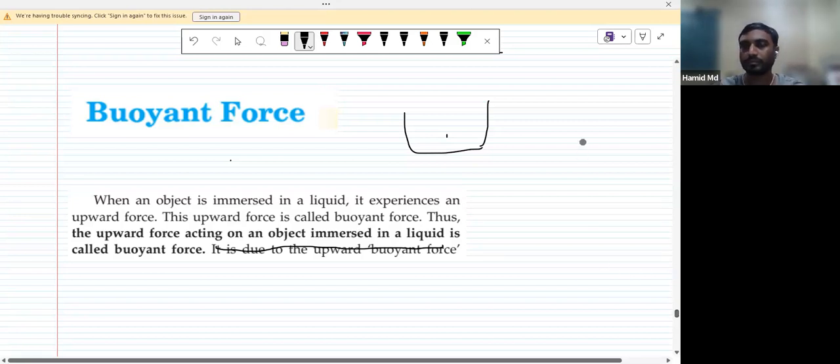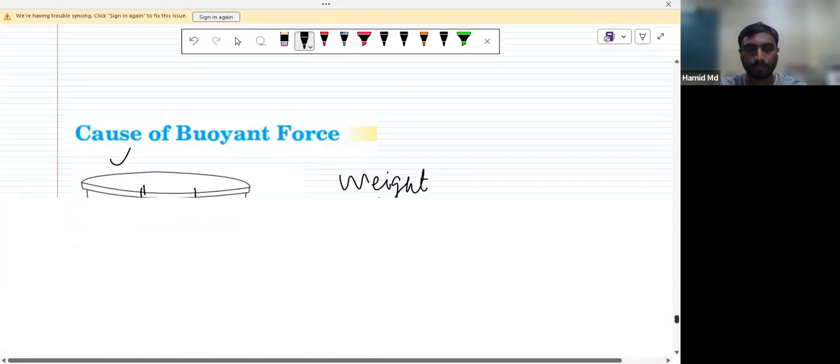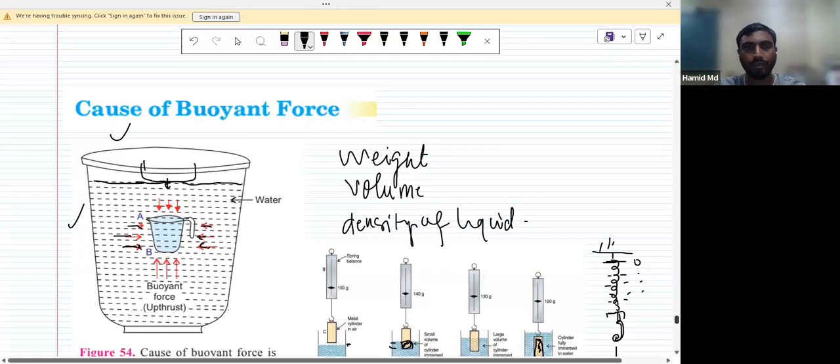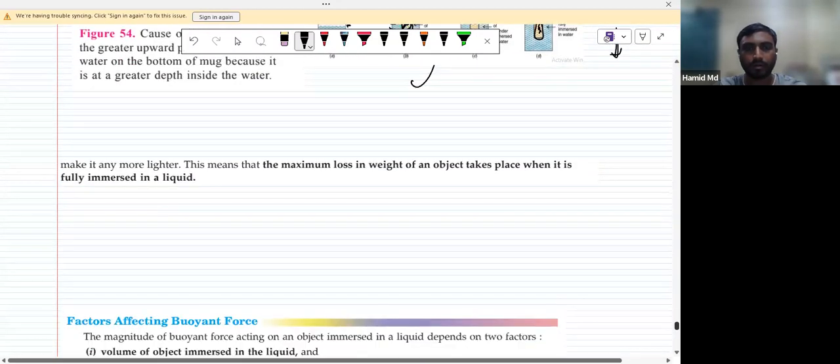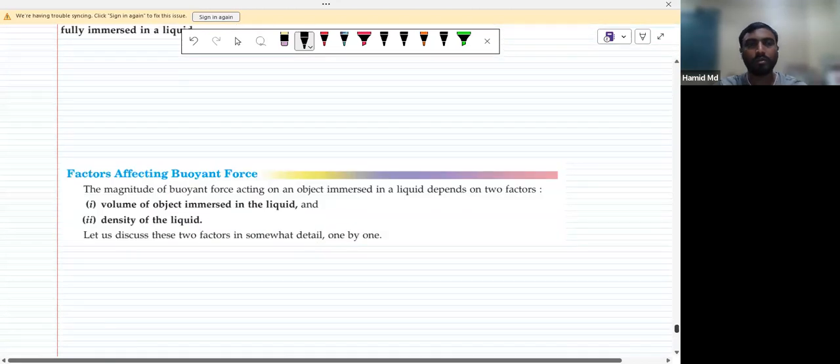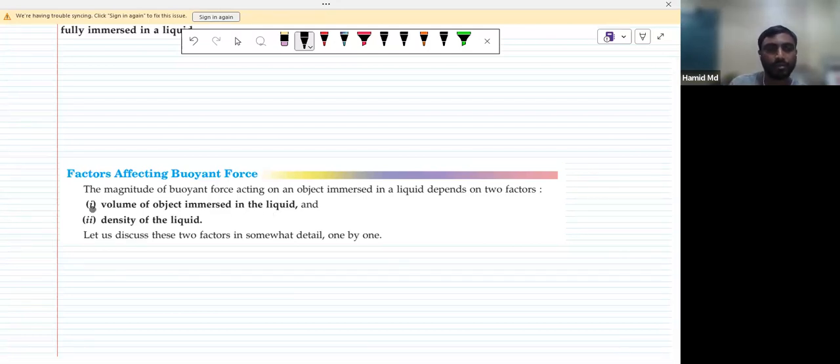Also finished. Okay. So the cause of buoyancy or buoyant force: basically there are two reasons of buoyancy. One is the volume of the object immersed in the liquid, right? This depends on the volume only.